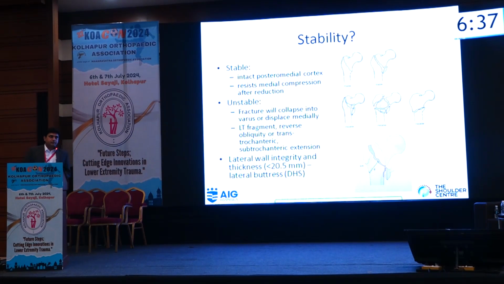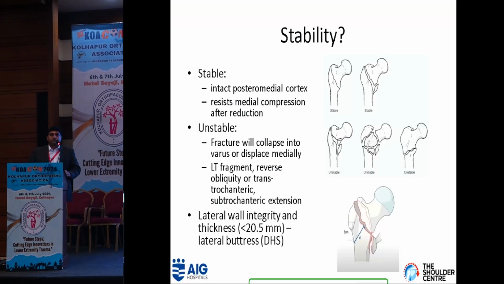So the most important thing is to assess the stability of the fracture. As Dr. Sampson already covered, we have to check the posteromedial cortex, which has to be intact. It should basically resist any medial compression after we get the fracture reduced. Unstable fractures are ones in which the fracture will collapse into varus or it might displace medially. The key is the lesser trochanter fragment. As per the Evans classification, there are other characteristics: reverse obliquity, transtrochanteric, and with subtrochanteric extension.